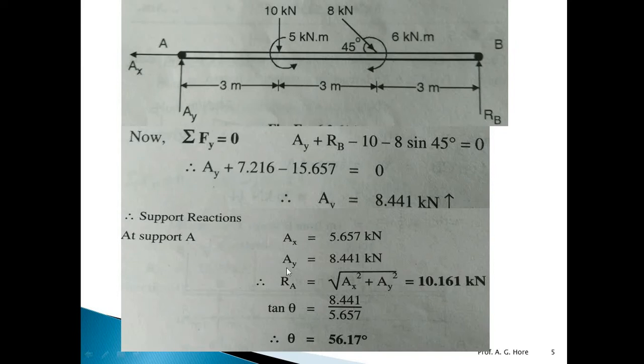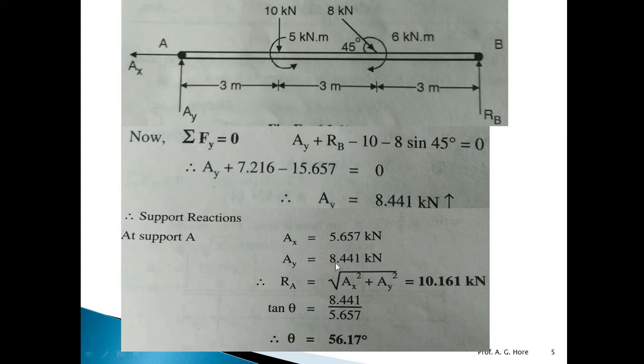Now with AX and AY, we want to find out the resultant reaction at point A. So that is equal to root of AX square plus AY square. Put these two values here and we will get RA, the resultant reaction at point A, and its angle is tan inverse of AY upon AX. If we do the calculation, tan inverse of this quantity, you will get the direction of RA.